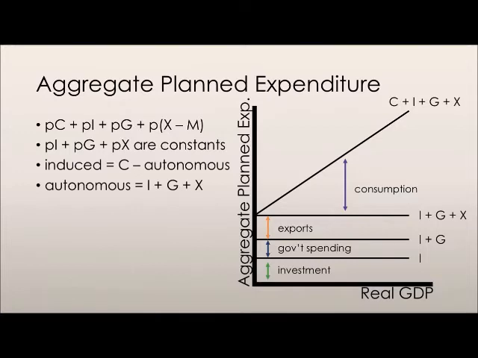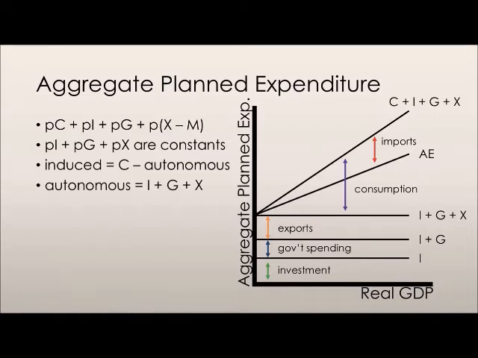And so we know that we also have imports whenever we're in an open market. So we're going to take away the import function. But don't worry about what the import function is for now. All you need to know is that the import function is just like a consumption function. It's sloped upwards because as real GDP increases, we tend to import more. And all you've done is you've subtracted every point of that import function from the C plus I plus G plus X. And that, in essence, gives you the aggregate expenditure curve.